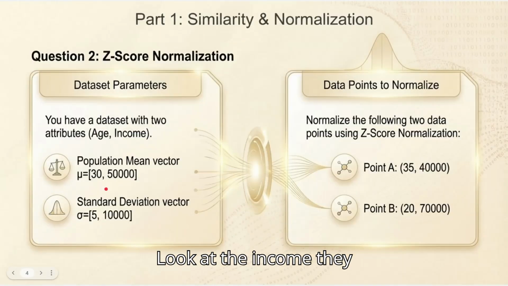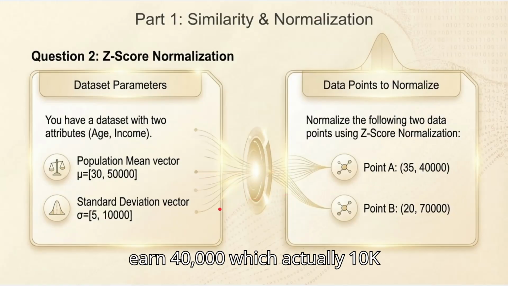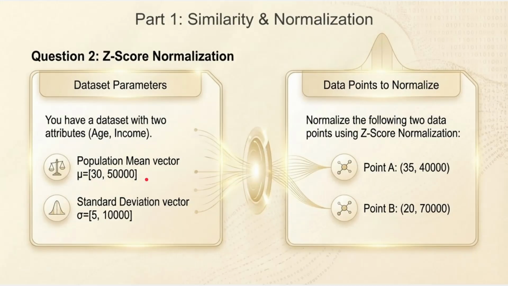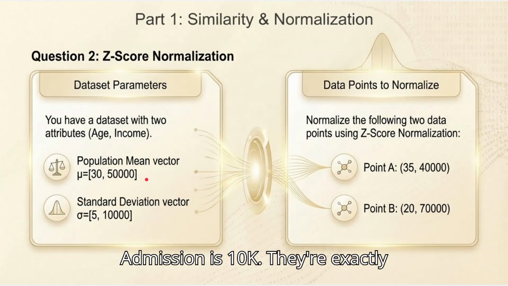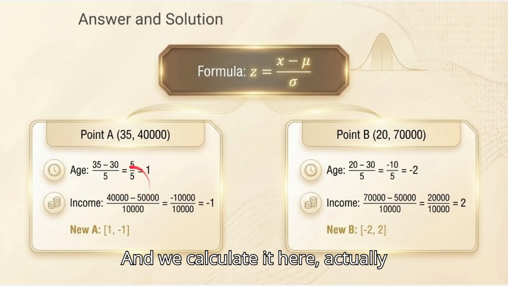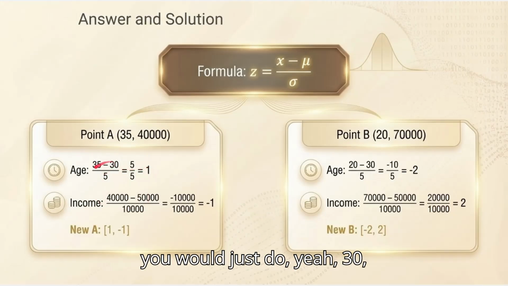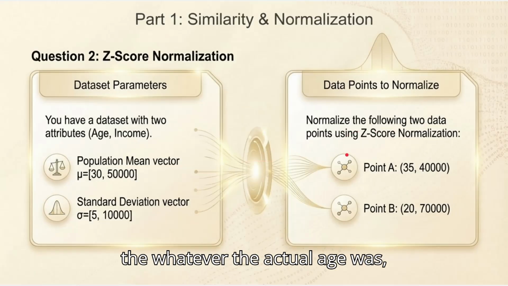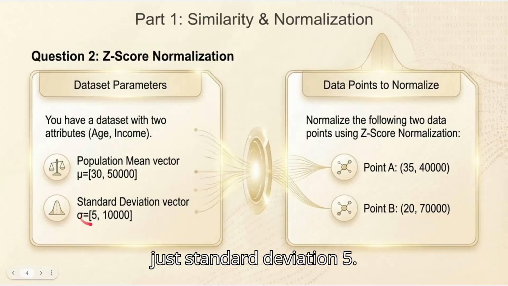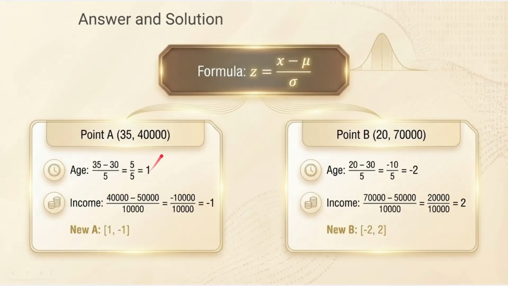Look at the income. They earn 40,000, which is actually 10K less than the average. Since the standard deviation is 10K, they're exactly minus one standard deviation below the mean. And we calculate it here. We would just do the actual age, 35, minus the mean, over the standard deviation. So here, 5 over 5 equals 1.